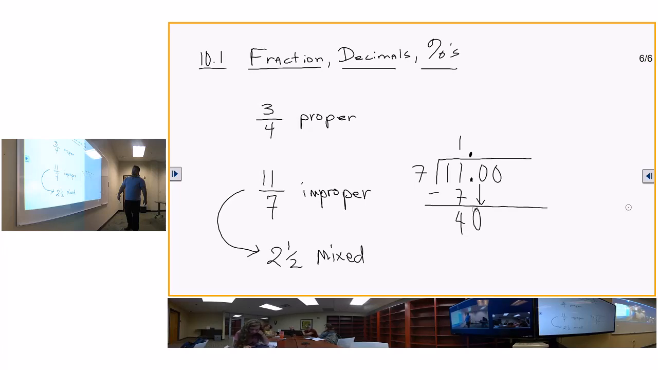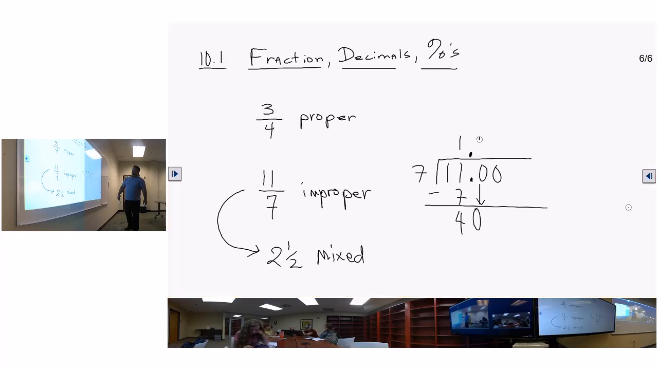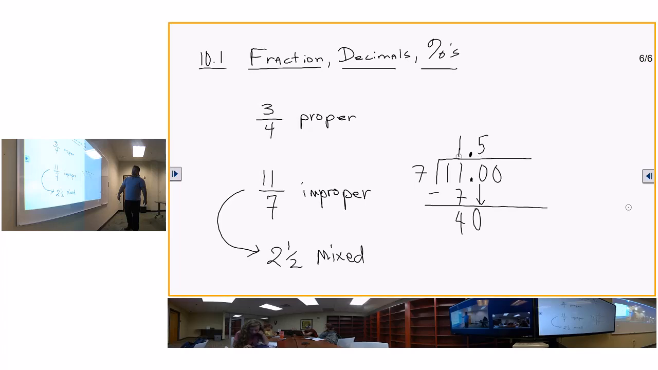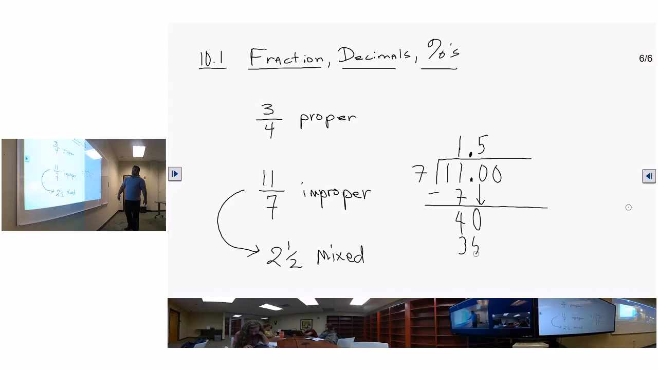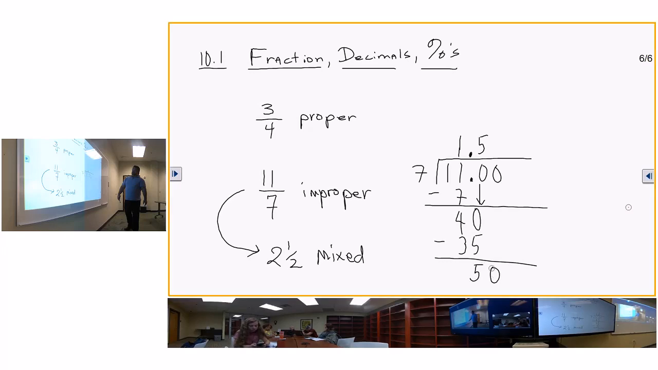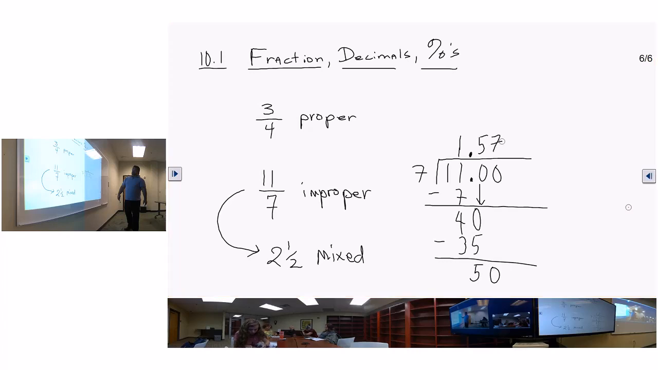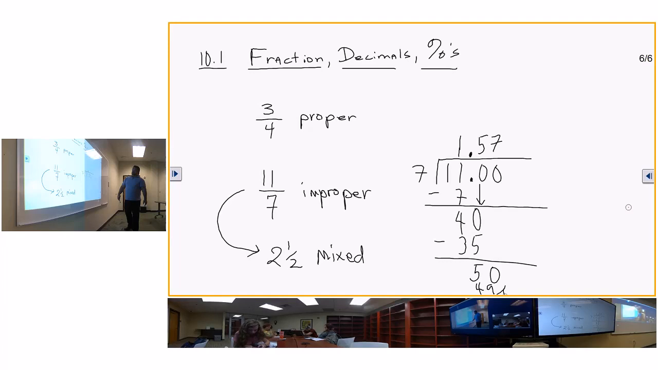How many times will 7 go into 40? 5 times. 5 times 7 is 35. You subtract, leaves what? 50. How many times will 7 go into 50? 7. And that'll be 49. And then, of course, it's going to keep on going. But that's 1.57. And I'm just going to put 3 little dots right here. It keeps on going. Okay?